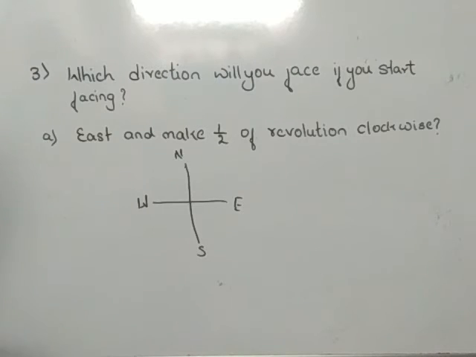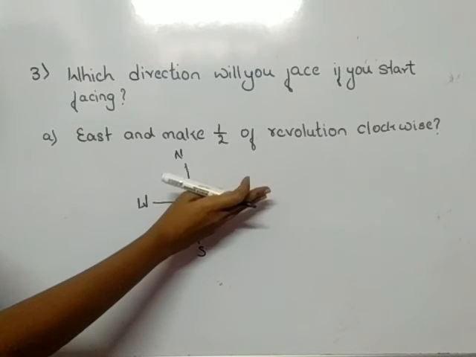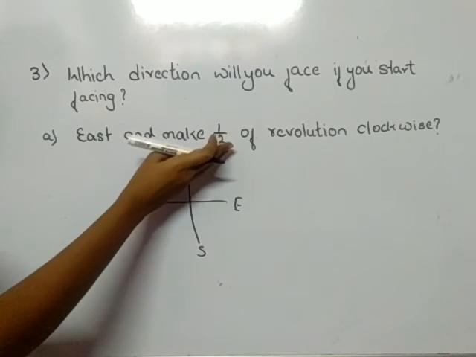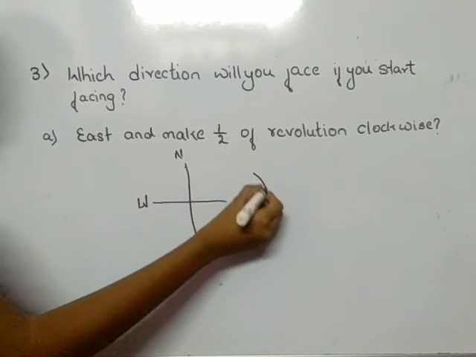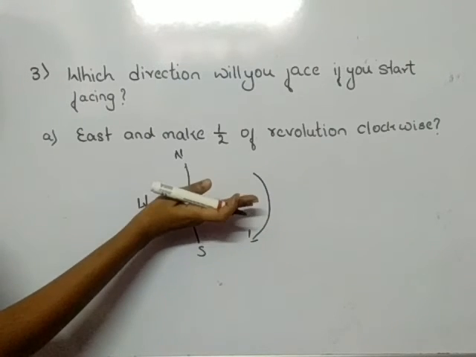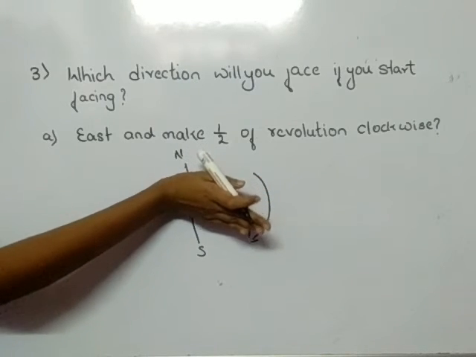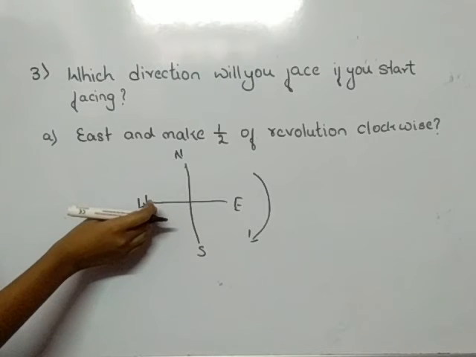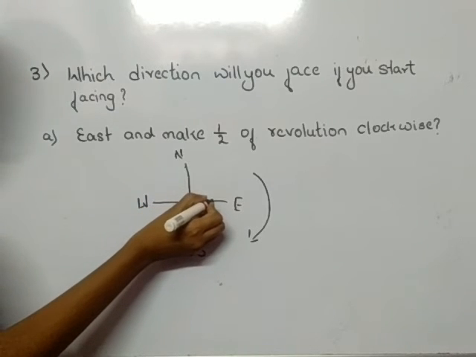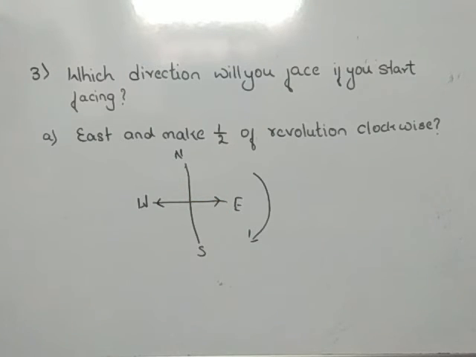Now I am facing towards the east, and I make half of a revolution in a clockwise direction. I will turn like this. First I am facing towards the east. If I turn in a clockwise direction and make half of the revolution, again I will be facing here.